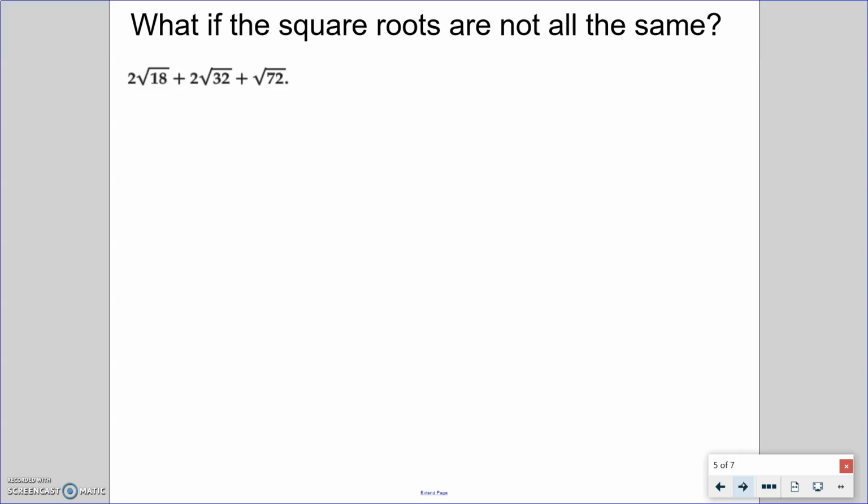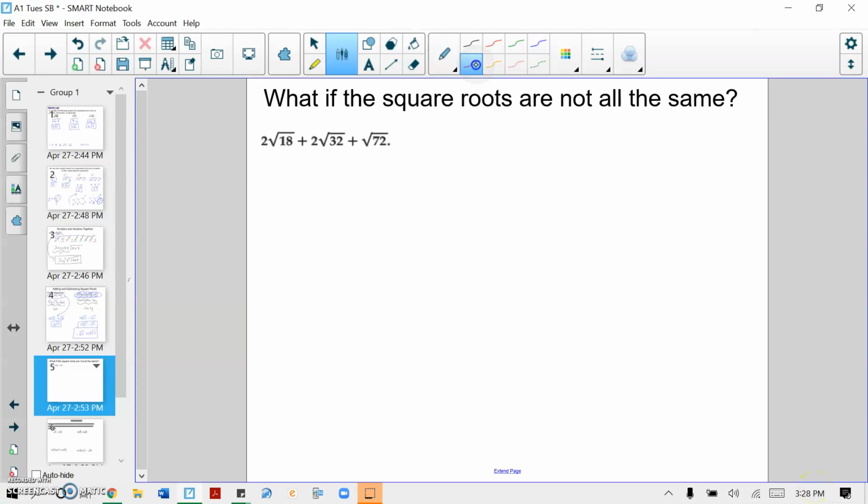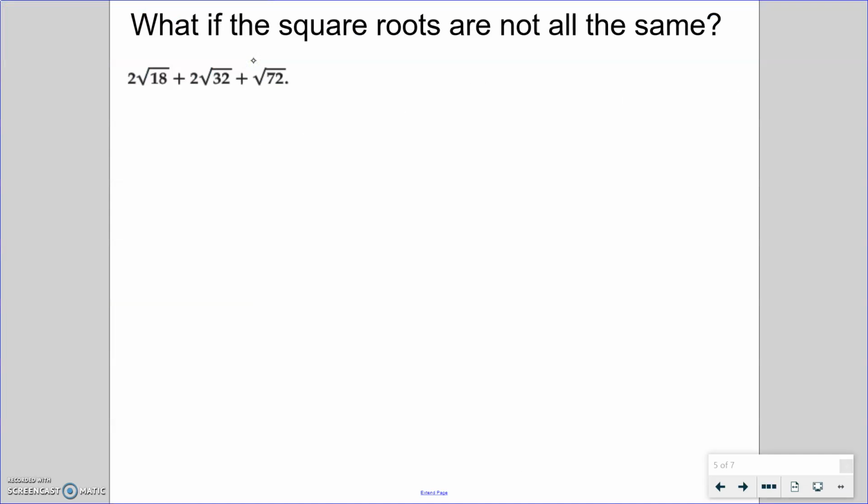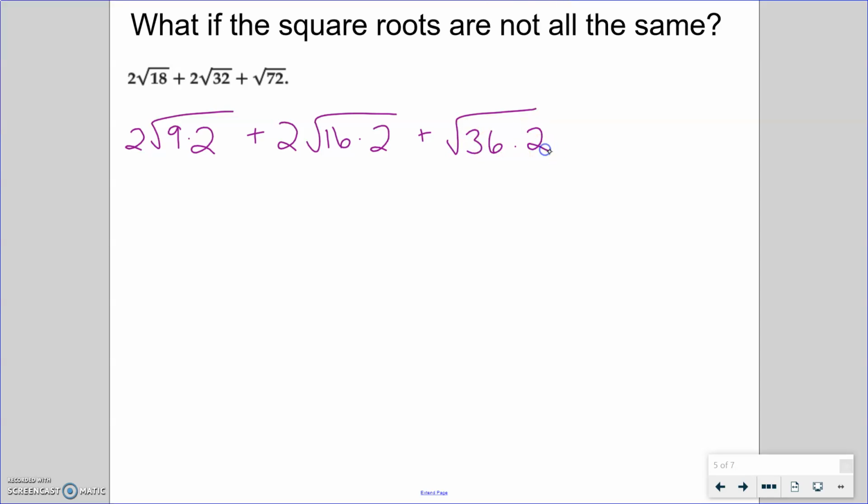All right, what if the square roots are not all the same? Well, we can't add them together if they're not all the same. However, if we can reduce them, then maybe we could. So for example, the 18, I can split that up into 9 times 2. The 32, I can split that up into 16 and 2. And the 72, I think, divides by 36. Yes, it does. 36 times 2. So now what I'm going to do is simplify. So I've got the 2's right here that are still in the front.